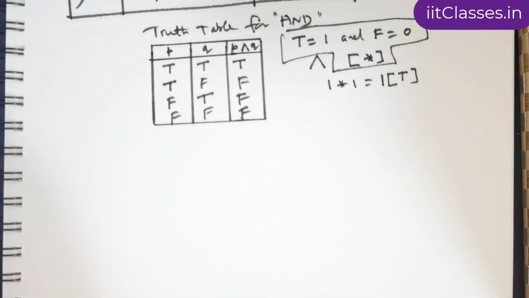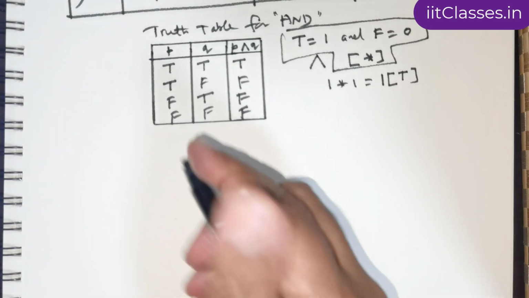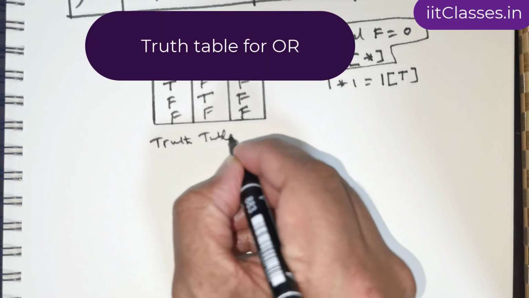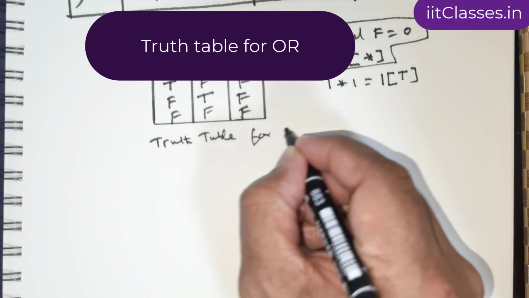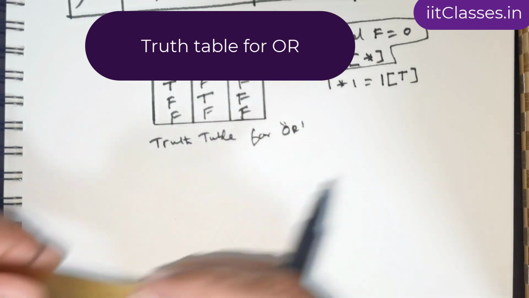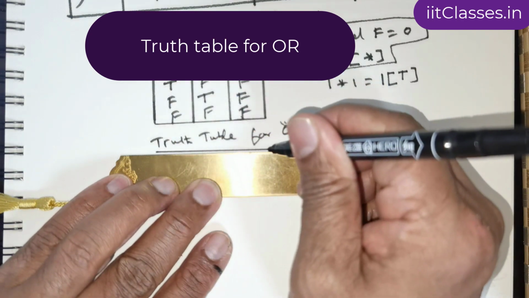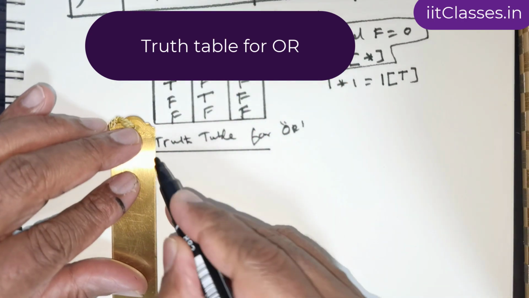Let's move on. Now let us study the truth table for the OR operator. I'm going to use the same truth table which I have just shown you. So let me draw that.